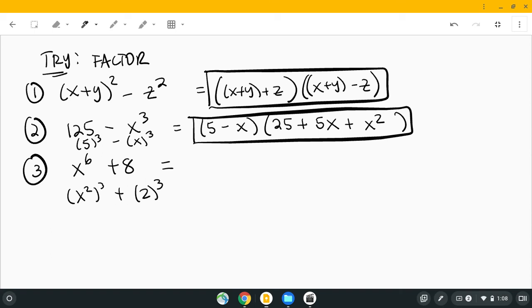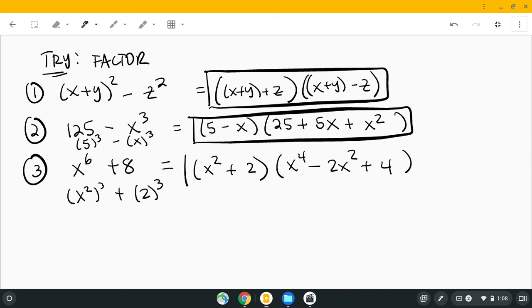So we have x squared being cubed and 2 being cubed. So it's going to be x squared plus 2. And now I can derive the trinomial here: square the first part, so x to the 4th. Take their product, but remember it's negative. Take their product, 2x squared, and then square the second term.